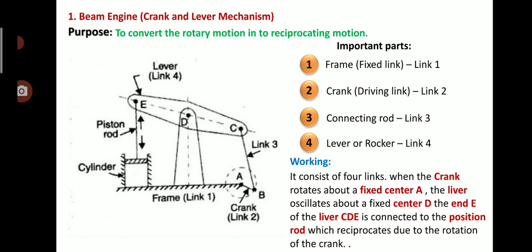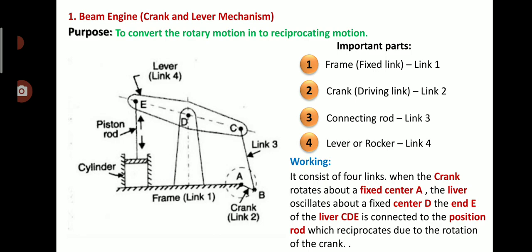It consists of 4 links. When the crank rotates about a fixed center A, the lever oscillates about a fixed center D. So there are 2 fixed centers, one at A and another at D. When the crank rotates about the fixed center A, what will happen? The lever oscillates about the fixed center D.